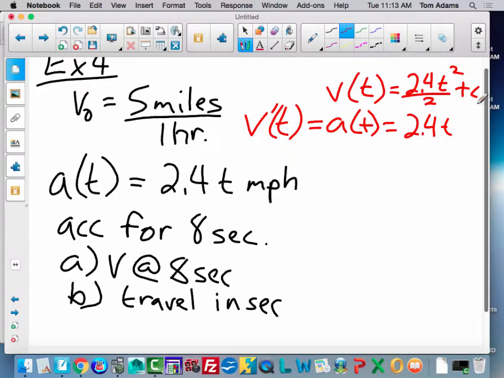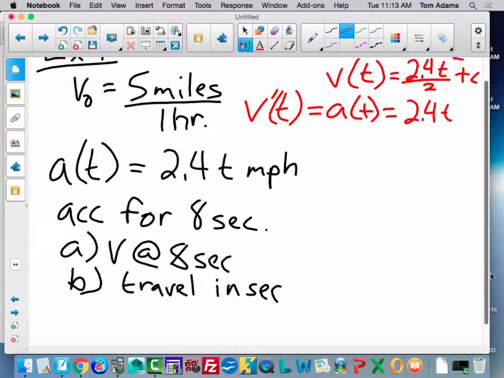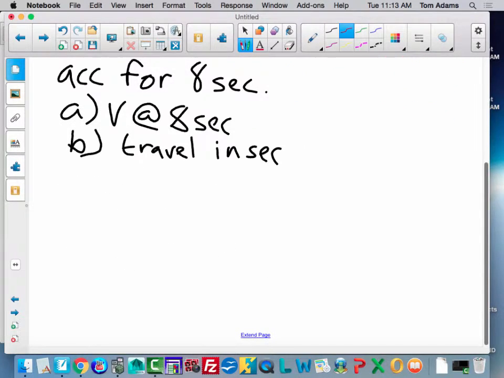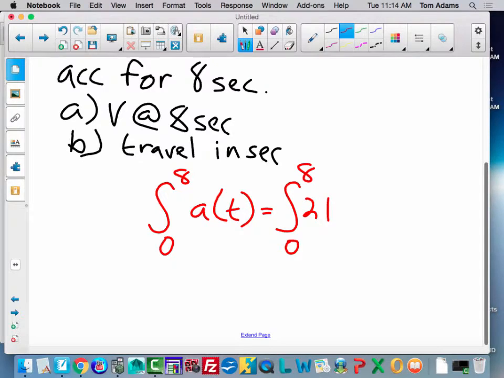But essentially, the question that they're asking us is, what is this after 8 seconds? So now how do I set that up using calculus? Well, when I do this, which means I would do this. And if I crank through the math, I get 1.2 t squared evaluated from 0 to 8, right?